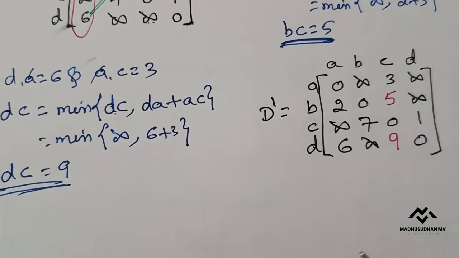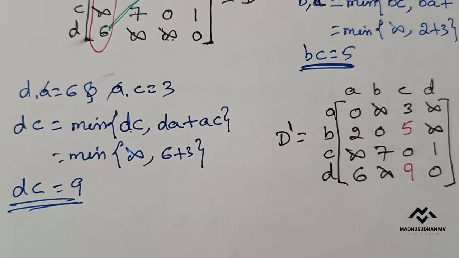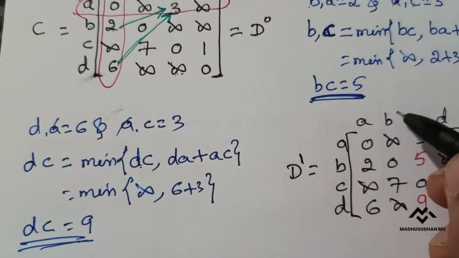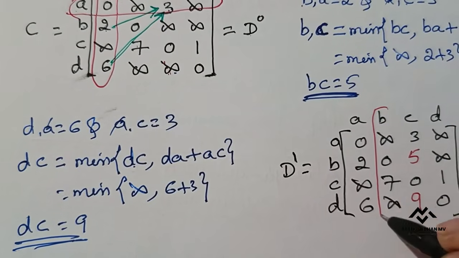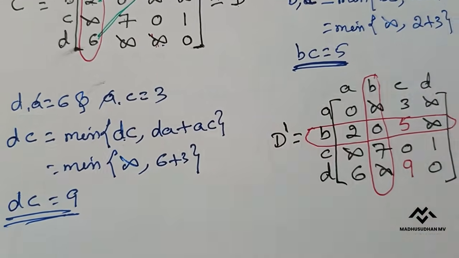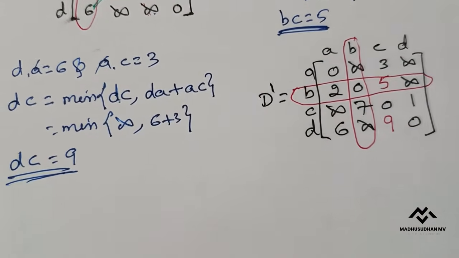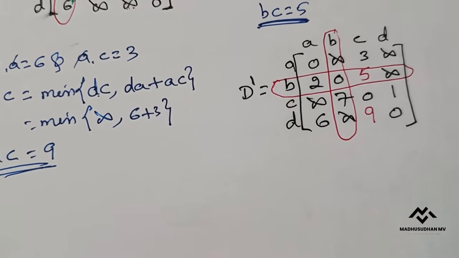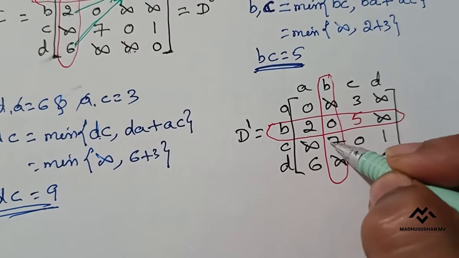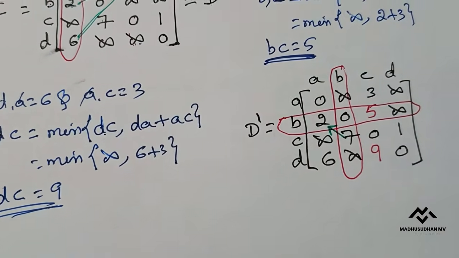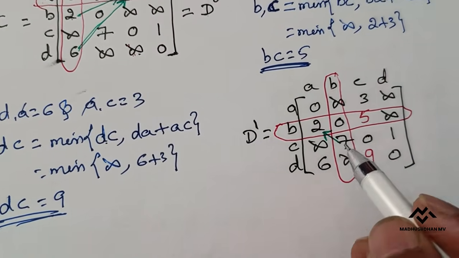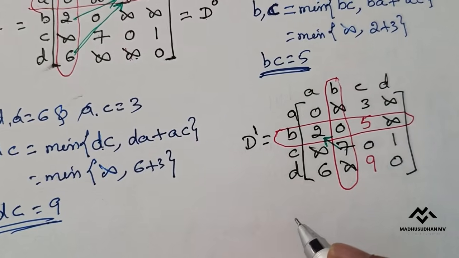Okay, now next we need to construct D to the power of 2 by using D to the power of 1. For that, I am considering the B row and B column. B column I marked. Now I'm marking the B row. Now again the same concept. We need to compare column value with row value. The column value is only a 7. So this 7 I'm comparing with this first 2.